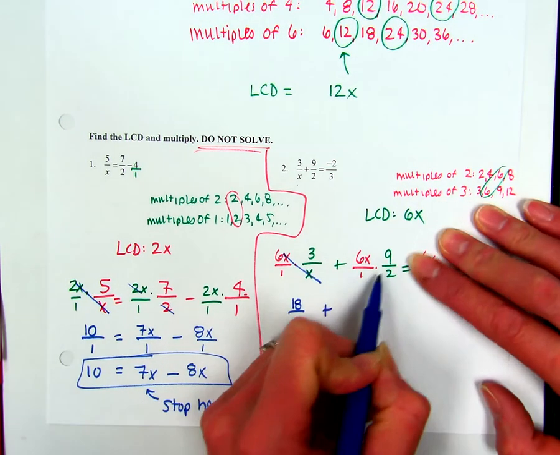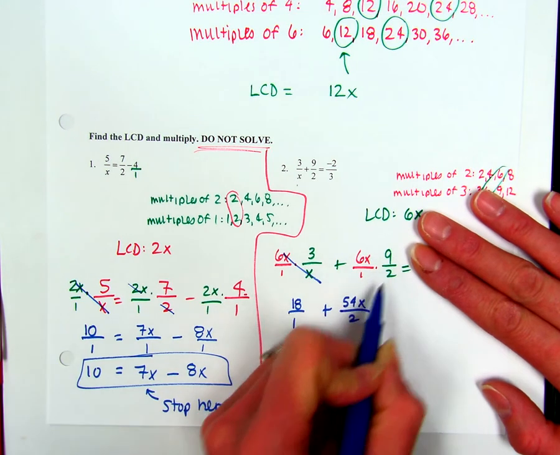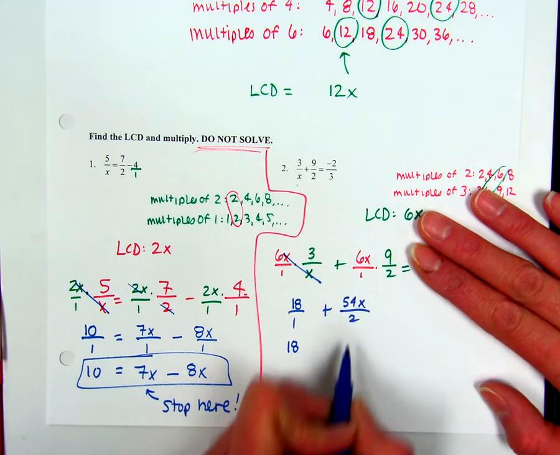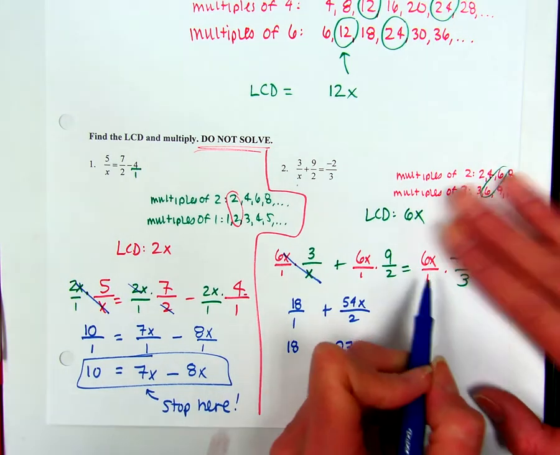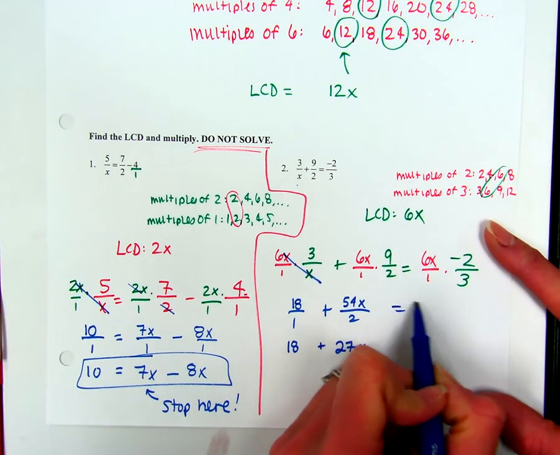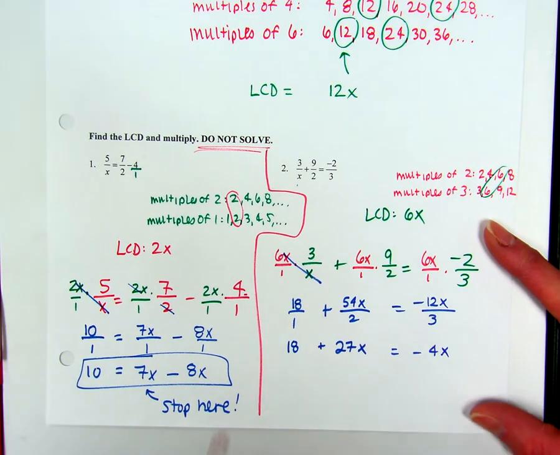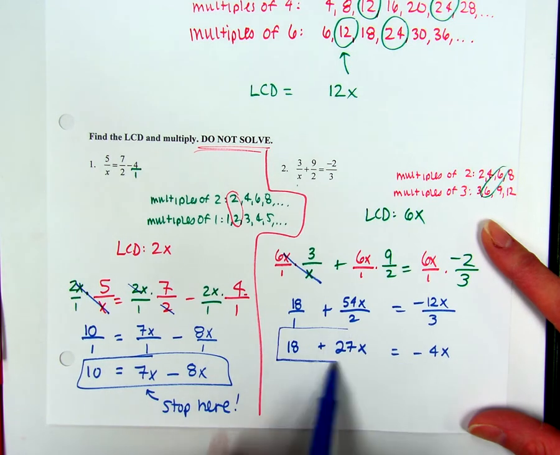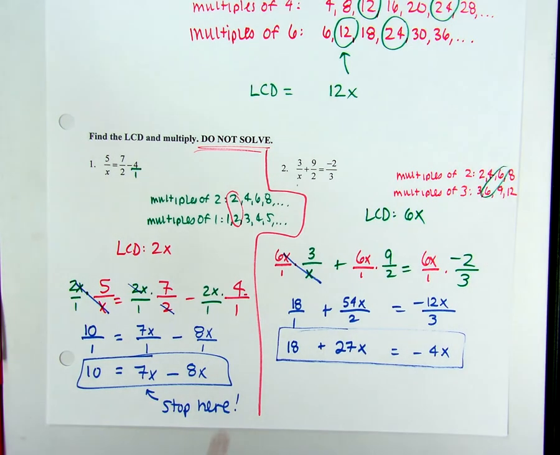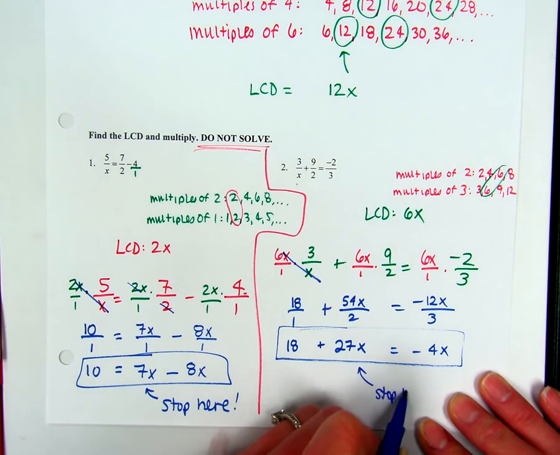I have my plus sign. Nothing cancels, so I'm left with 54x over 2, because 6 times 9 is 54, and 1 times 2 is 2. That reduces to 27x. Over here, nothing cancels, so I'm left with negative 12x over 3, which is also known as negative 4x. Okay, so I'm all done. As long as there's no fractions, you're going to just stop here for today.